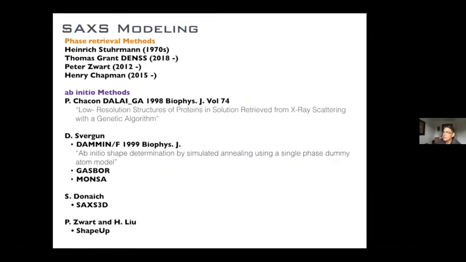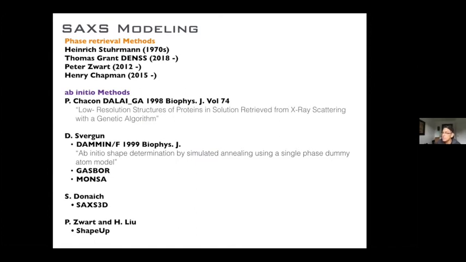So SAXS modeling, when we talk about ab initio modeling, in the 1970s you had these phase retrieval methods pioneered by Heinrich Schermann, and then it died down because everybody got into crystallography. And then there's a revival of this technique, largely driven by XFEL, with contributions from Peter Zwart, Henry Chapman, and lately Thomas Grant using DENSS.